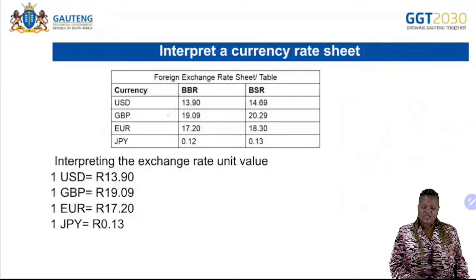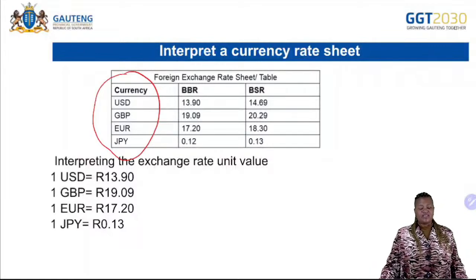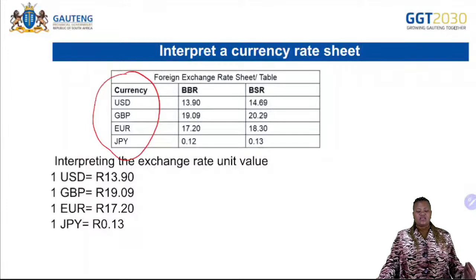Okay, foreign exchange rate value sheets. Over here in the first column, we've got the currencies. Well, these are basically the currency codes: the USD, the GBP, the EUR, the Euro, the JPY. Remember that these are the codes. So if it's the USD, we know that it's the US dollar.